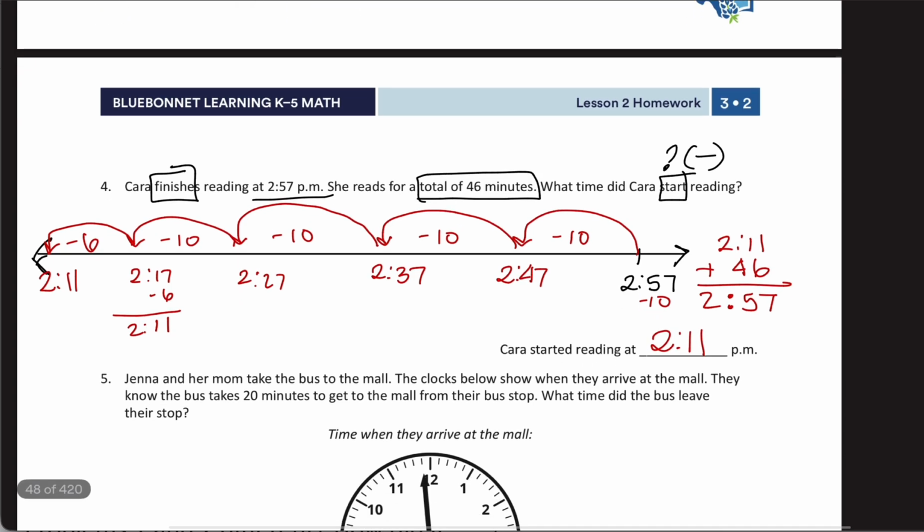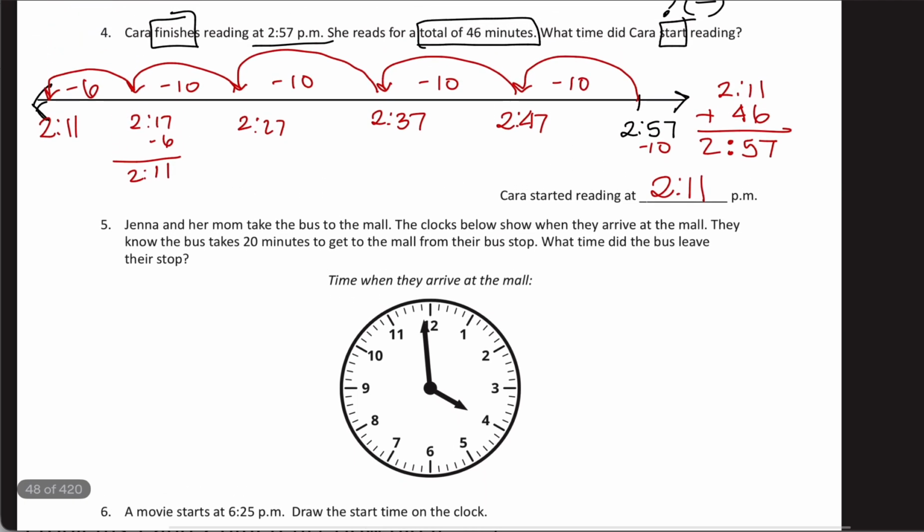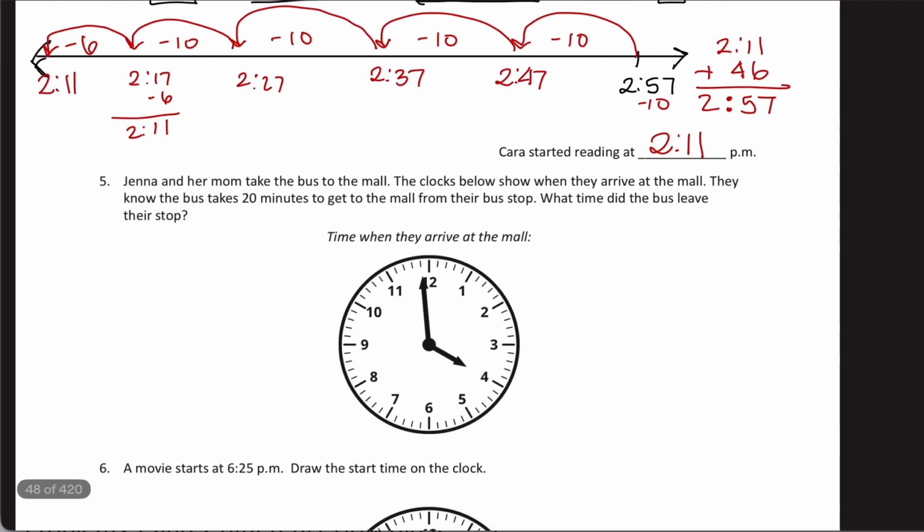Okay. And let's look at number 5. Jenna and her mom take the bus to the mall. Okay. The clock below shows when they arrive at the mall.